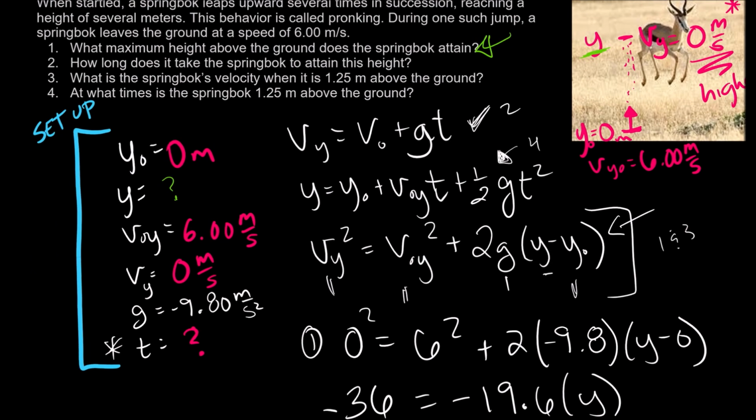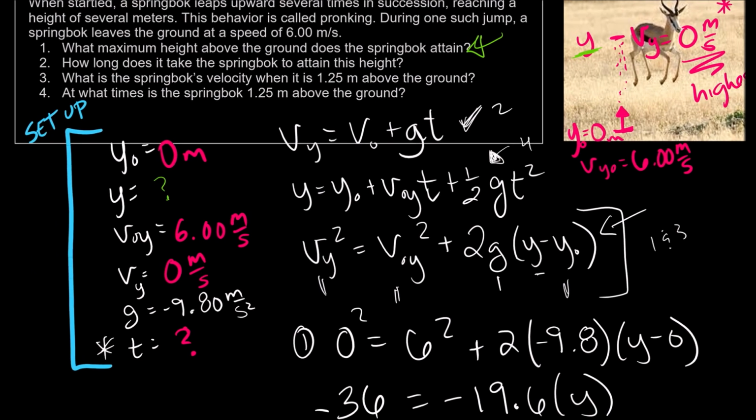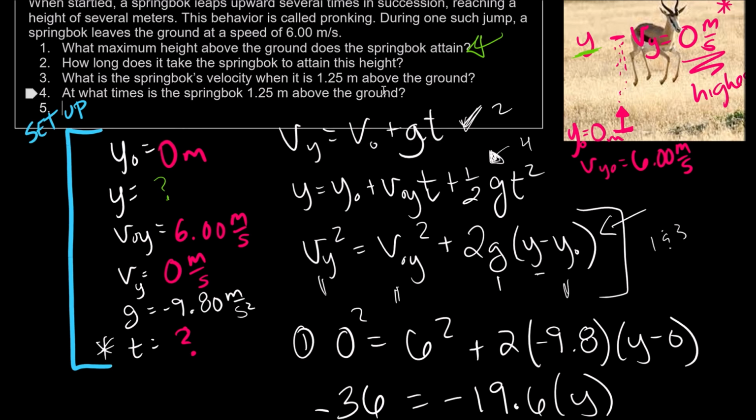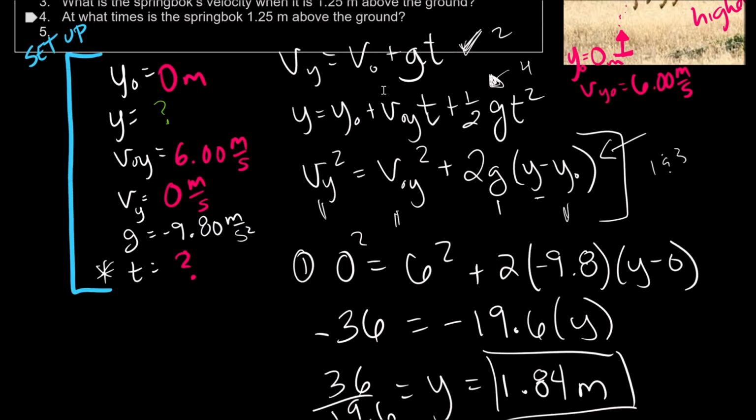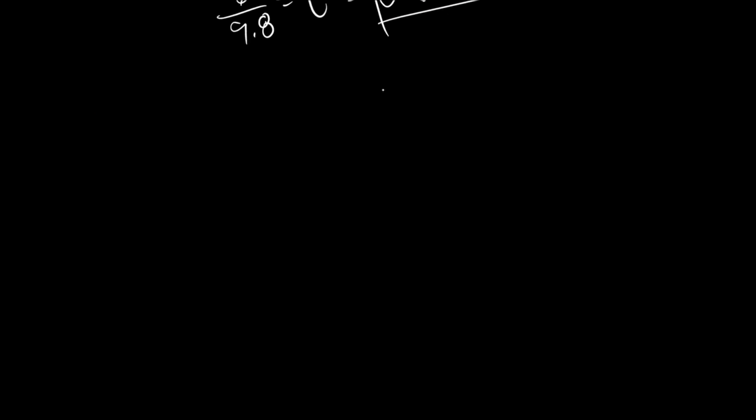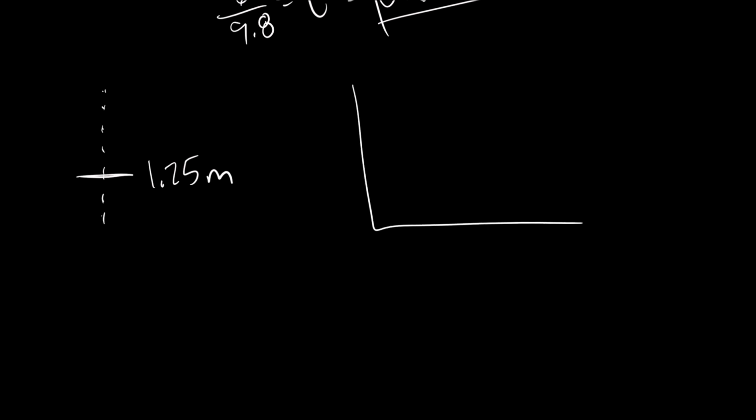Next thing I ask you is, what is the springbok's velocity when it is 1.25 meters above the ground? So here we know the height and we know the initial height. So let's think about this: he's jumping up and then coming back down, so he's going to pass through 1.25 meters 2 times, right? That makes sense, because if we were to plot his y position versus time, it's a parabola and it would cross that 1.25 meter mark 2 times. So we're going to solve for this and we're going to get 2 answers, which is what we want because he passes through the 1.25 meters twice.